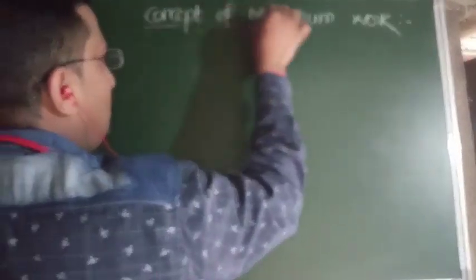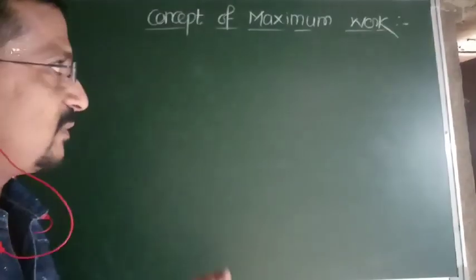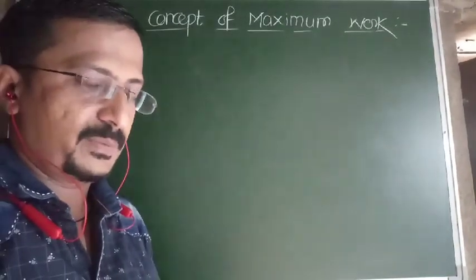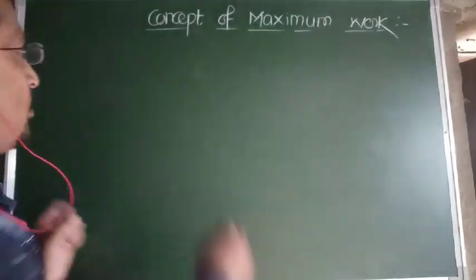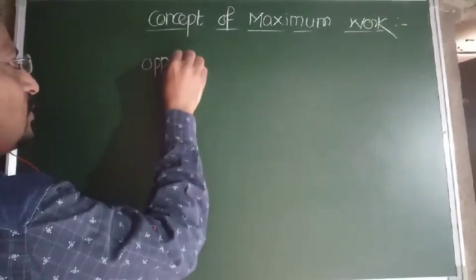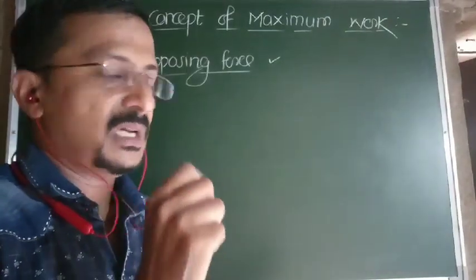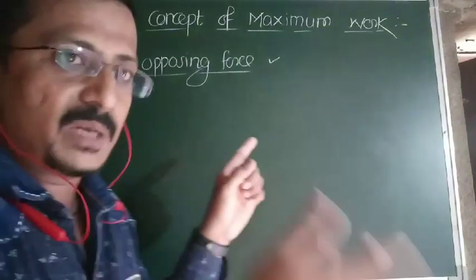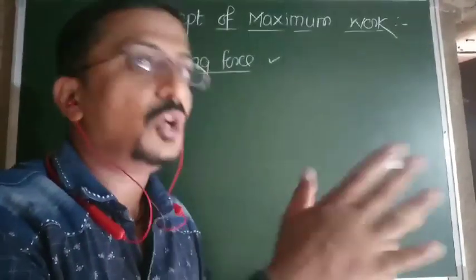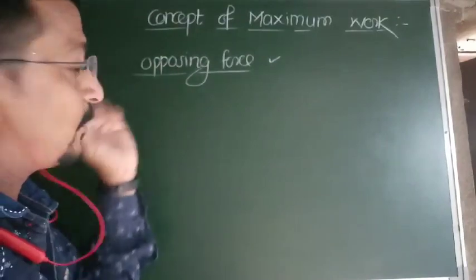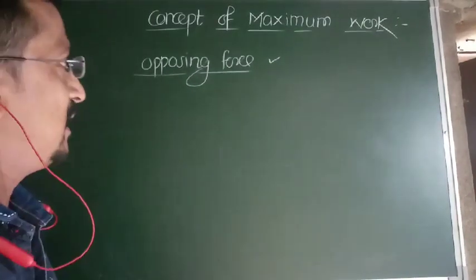As far as the concept of maximum work is concerned, if you are obtaining work from any system, the opposing force is very important. Until and unless there is an opposing force, as we already saw in the previous concept, in vacuum expansion the opposing force is 0 and no work is obtained. That's why the opposing force is very important.